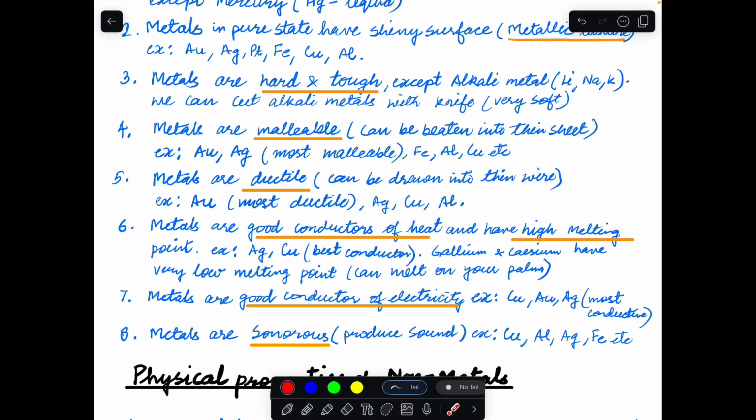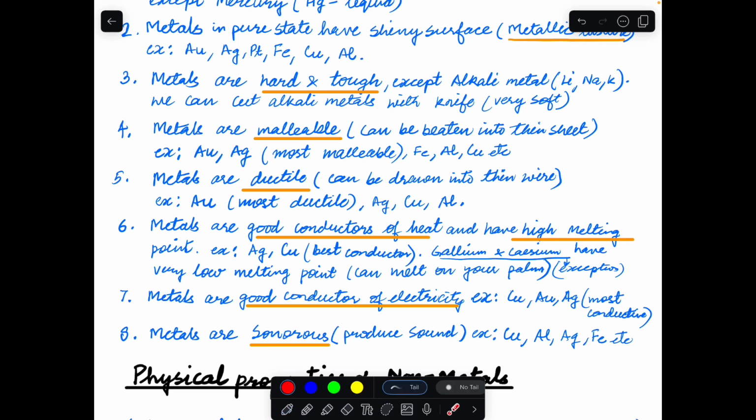And here we have one exception. Gallium and cesium are exceptions in that they have very low melting points. Otherwise, all metals have very high melting points. So this is the exception. Okay, the exception is gallium and cesium. The rest have high melting and boiling points.